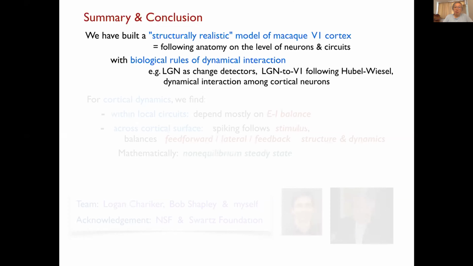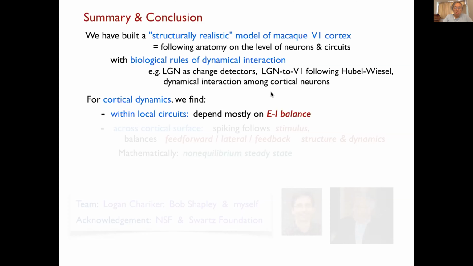And with biological rules of dynamical interaction, meaning that LGN cells are change detectors, we model them as such. The LGN to V1 connection, we follow Hubel and Wiesel. The dynamical interaction, the length of axons, and so on are intended to model real cortex.